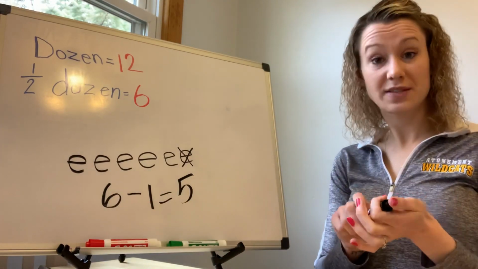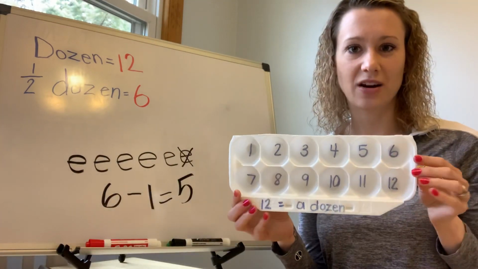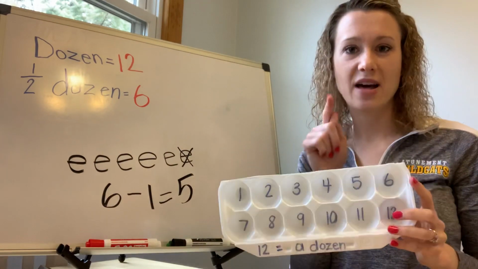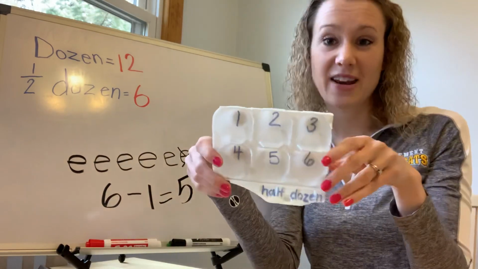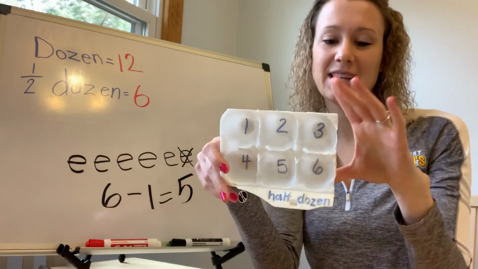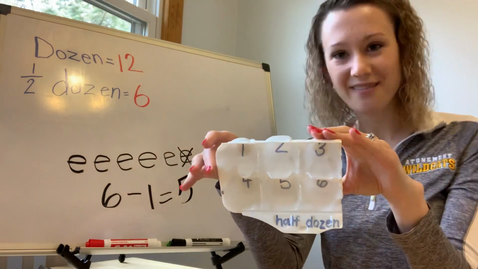All right, so just for review, how many eggs are in a dozen? There are 12. Say 12 in a dozen. 12 in a dozen. How many eggs are in a half dozen? 6. Say 6 in a half dozen. 6 in a half dozen.